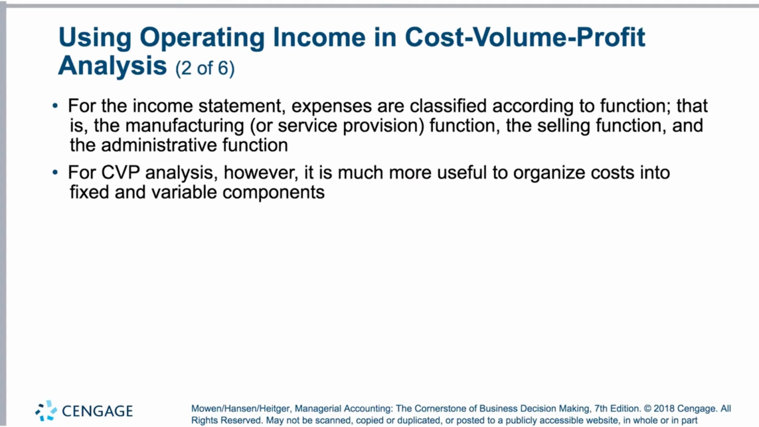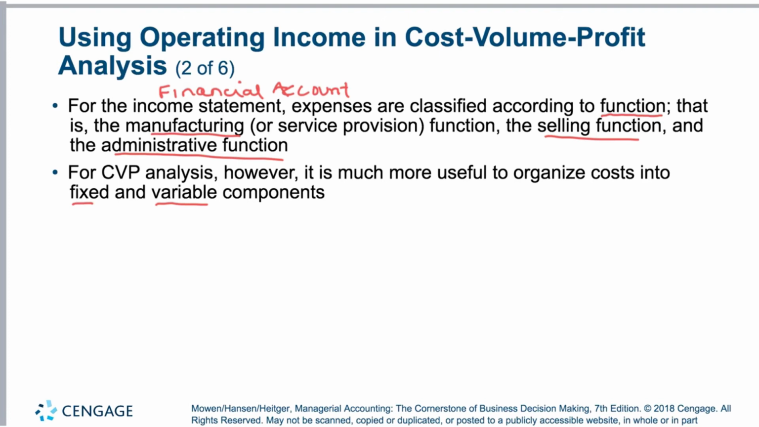But the thing is that on our regular financial accounting income statement, our expenses are classified according to function, right? So we have manufacturing functions, selling functions, and administrative functions. But for cost volume profit, we have to try to suss out which of those costs are fixed and which of those costs are variable. It's absolutely essential to do that.